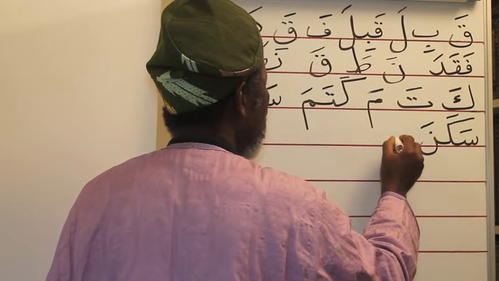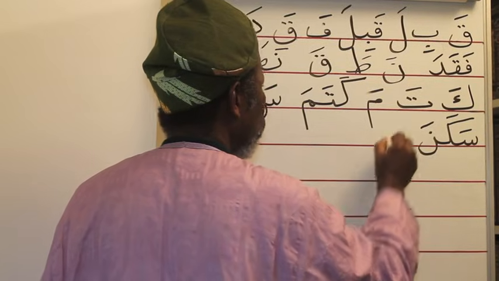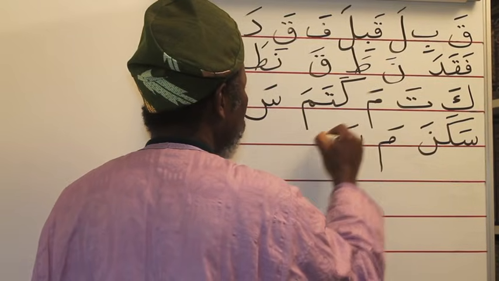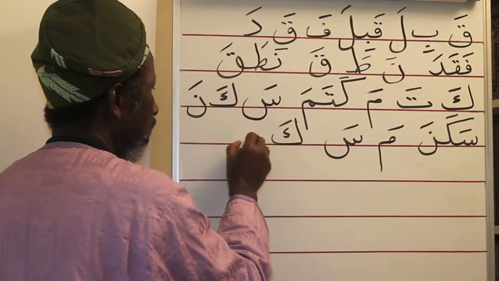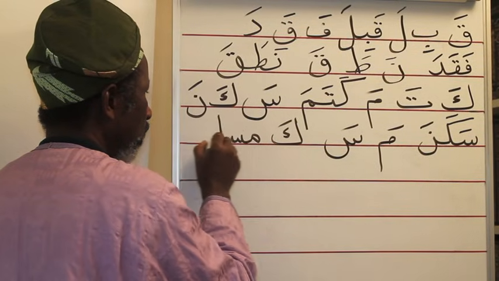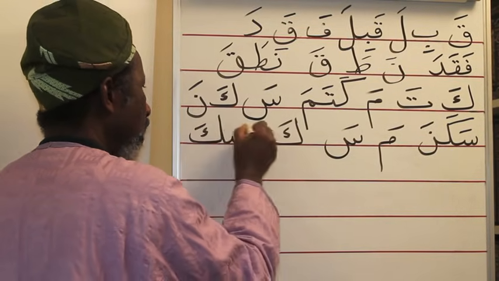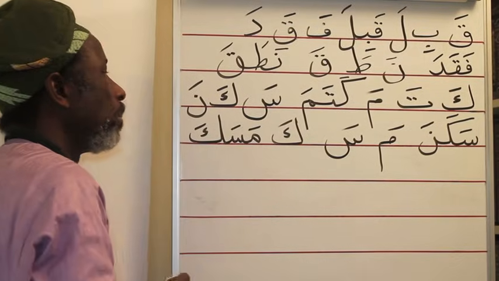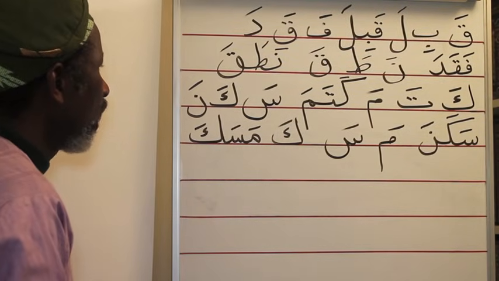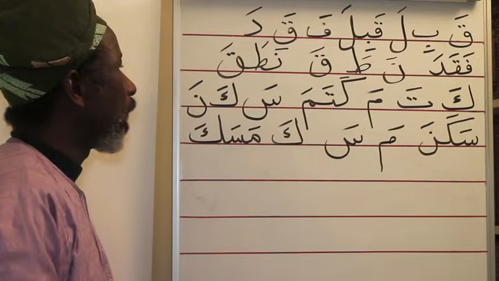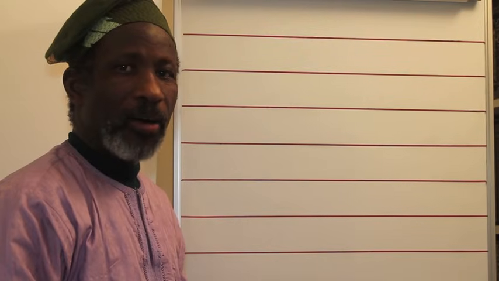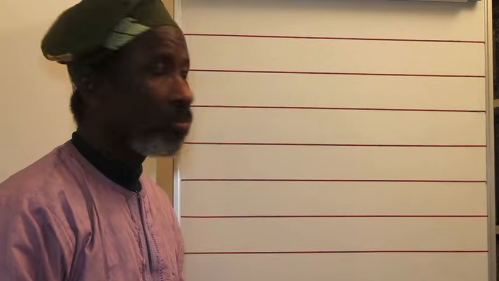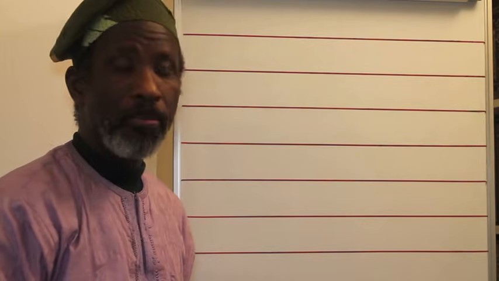Masaka. Ma, sa, ka. Masaka. Joined. Ma, sa, ka. Masaka. With that, we've concluded now page 38. On page 39, we start with letter lam.